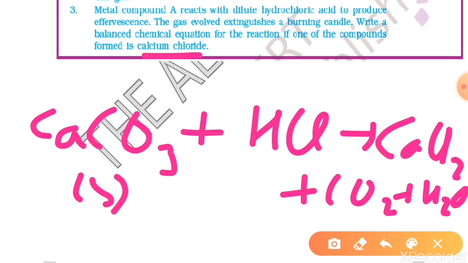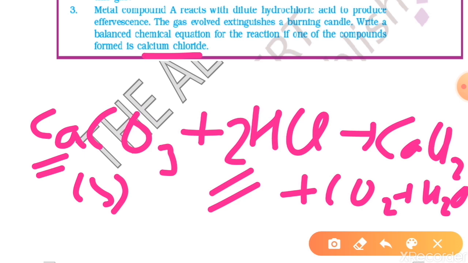Look students, on the right hand side there are 2 hydrogen while on the left just 1. So we will put a 2 here. Now this is a balanced chemical equation. Your calcium carbonate is solid. We will write aqueous for HCl because we are using dilute acid.